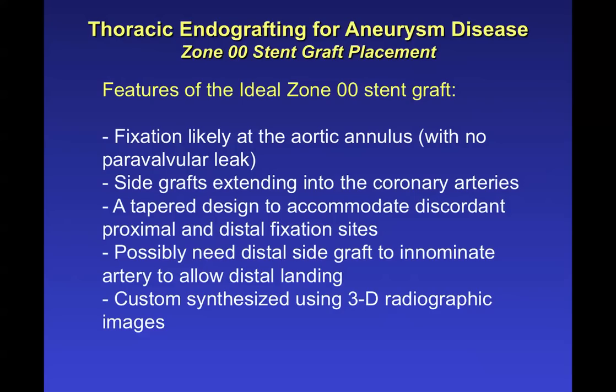So, features of the ideal zone 0-0 stent graft. Well, it's going to have fixation most likely at the aortic annulus, and the problem with that is that you must have secure fixation with no paravalvular leak into the left ventricle, because you don't want these patients to get aortic insufficiency afterwards. It has to have side grafts which are going to go into the coronary arteries and probably up into the innominate, so that's pretty complex. It's probably going to need to have a tapered design to allow for discordant proximal and distal sizes.